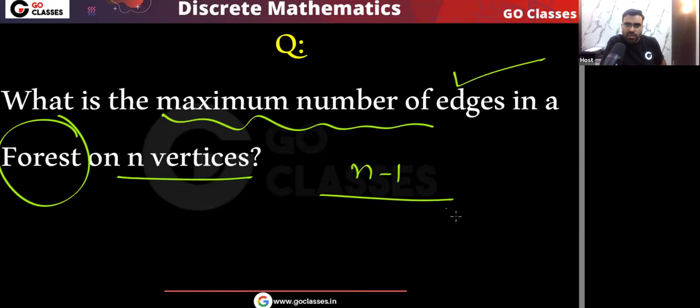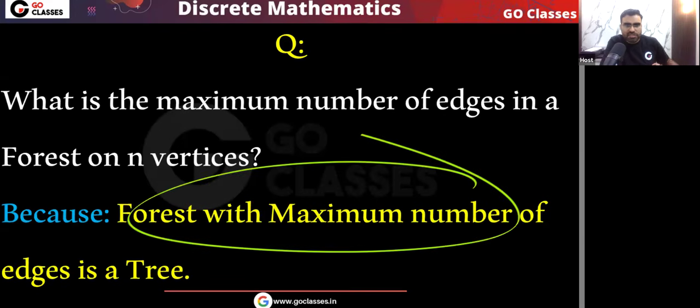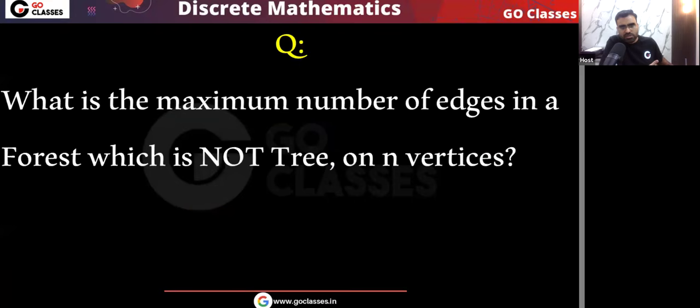That will be n minus 1, because you know that an acyclic graph with maximum number of edges, that is a tree. Yes or no? We already know a forest with maximum number of edges, that is a tree. And in a tree, how many edges do you have? That is n minus 1. Yes or no? So the maximum number of edges that you can put in a forest will be n minus 1.